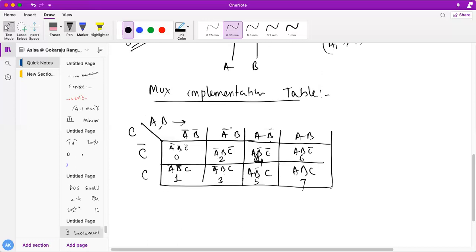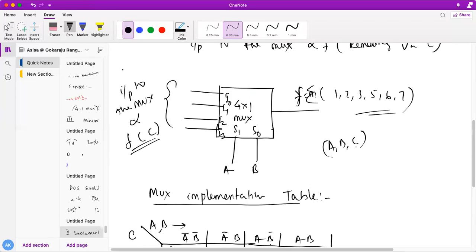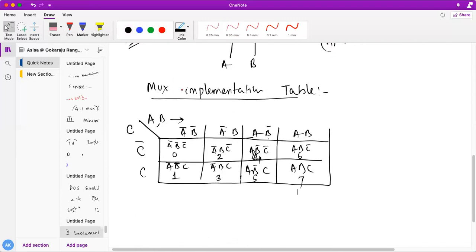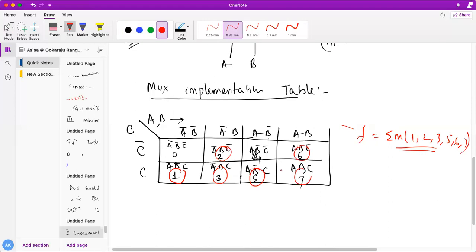Now, whichever minterm is present in the function, I am going to circle it. What is the function? My function is summation of m 1, 2, 3, 5, 6, 7. So 1 is present, start circling. 2 is present, 3 is present, 5 is present, 6 is present, and 7 is present.